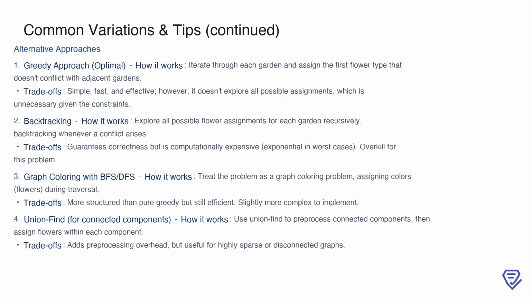A third approach is to treat the problem as a graph coloring task, using BFS or DFS to assign flowers during traversal. This method is slightly more structured than greedy but remains efficient, though it requires a bit more implementation effort. Finally, the union find method can be used to pre-process connected components and then assign flowers within each component. This is particularly useful for graphs that are sparse or have many disconnected components, though it adds some pre-processing overhead. Each of these methods has trade-offs, but the greedy approach stands out as the most practical choice for this problem.